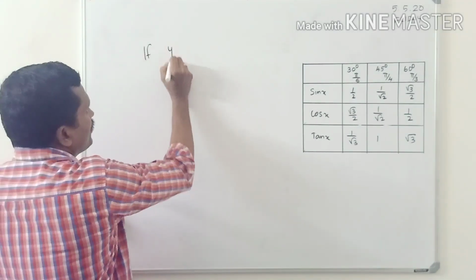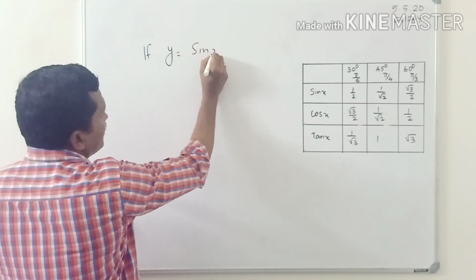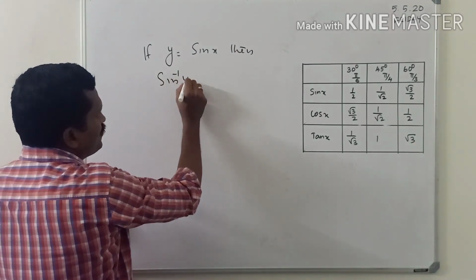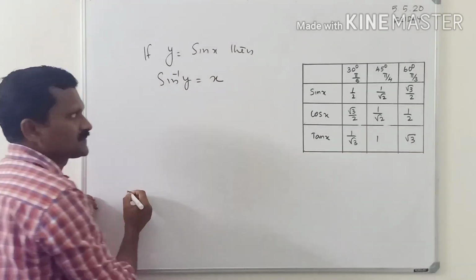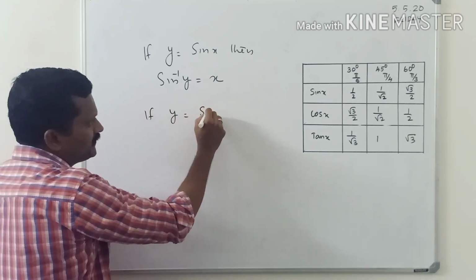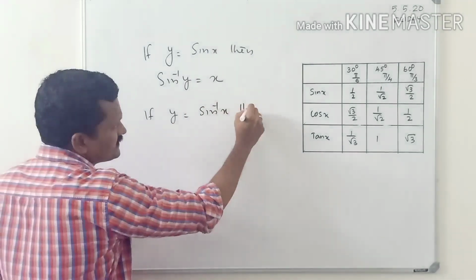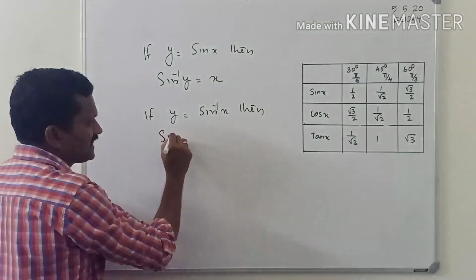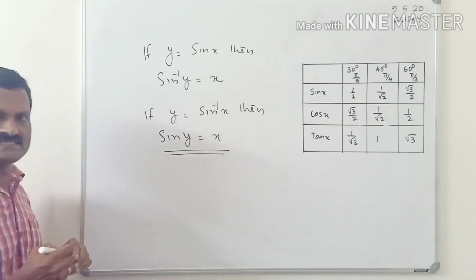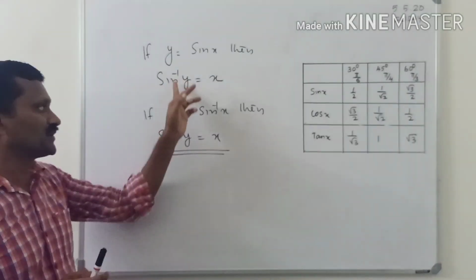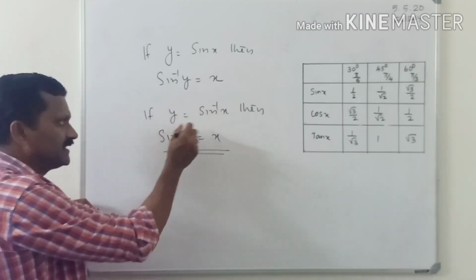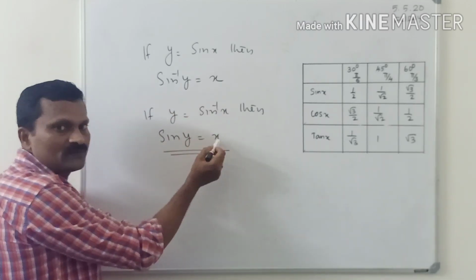If y equal to sin x, then sin inverse y equal to x, and if y equal to sin inverse x, then sin y equal to x. In this chapter, it is very important. If y equal to sin inverse x, then sin y equal to x.